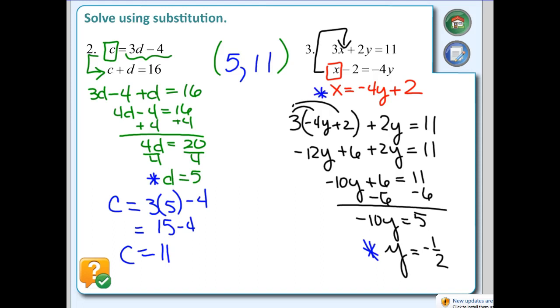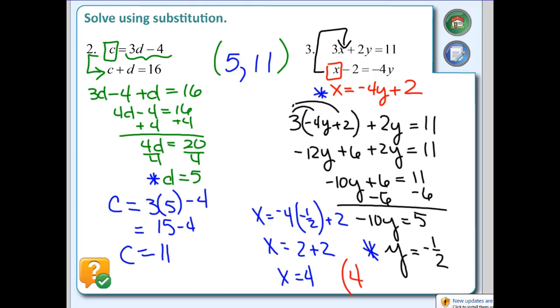So what do we have? Well, x equals negative 4 times negative 1/2, which is y, plus 2. So x equals, what's negative 4 times negative 1/2? Yeah, that's positive 2. So we've got 2 plus 2, so x equals 4. And remember, we're going to put them together, and my answer is an ordered pair. Remember, they go in the ordered pair in alphabetical order. So x goes first, which is 4, and y is negative 1/2.